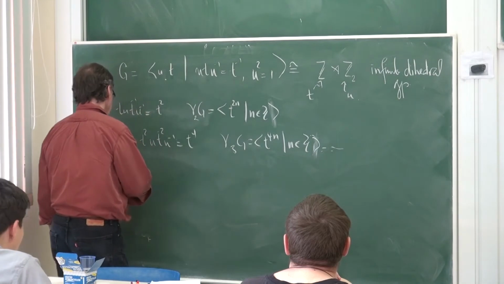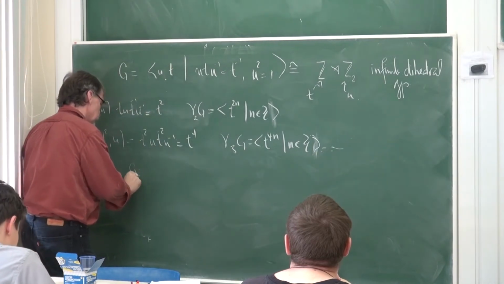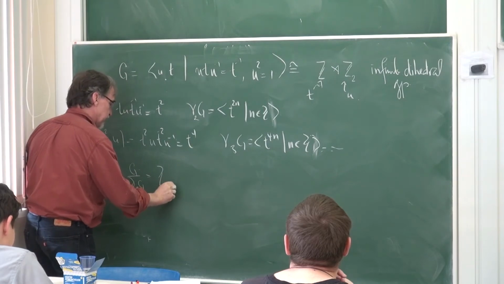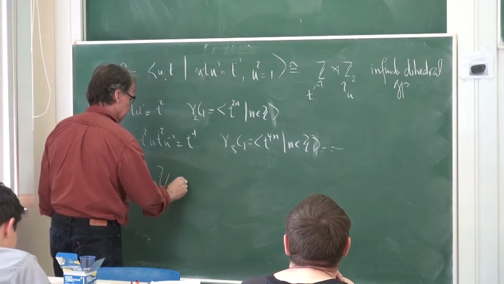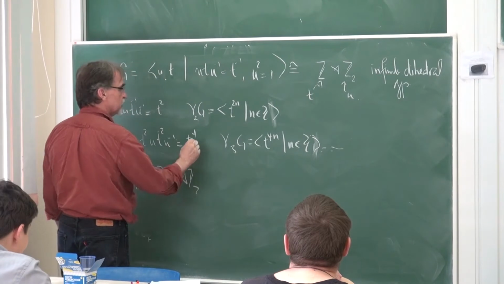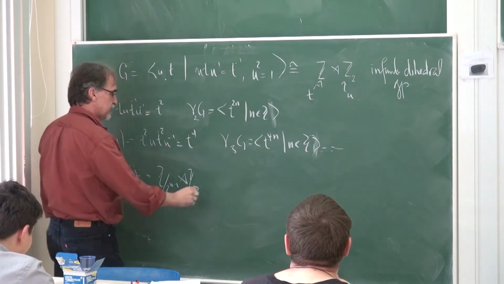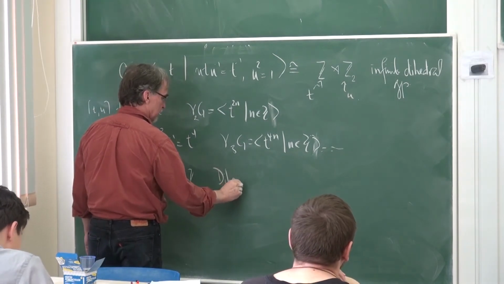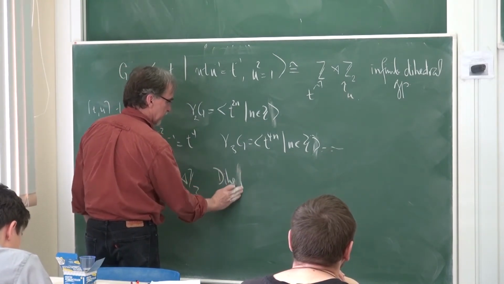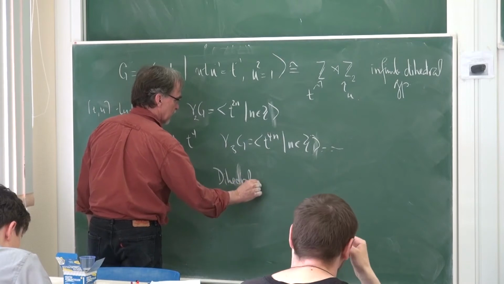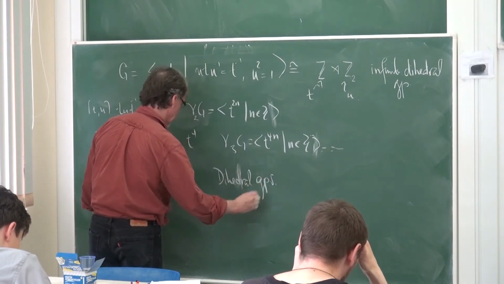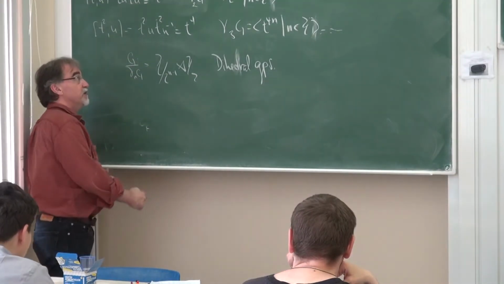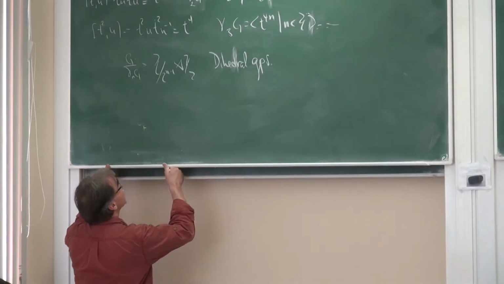So in particular, if I take G mod gamma n of G, I just get Z mod 2 to the n minus 1, I think, semi-direct product Z2. And that's a dihedral group. So the lower central series quotients of the infinite dihedral group are dihedral groups. A simple example.